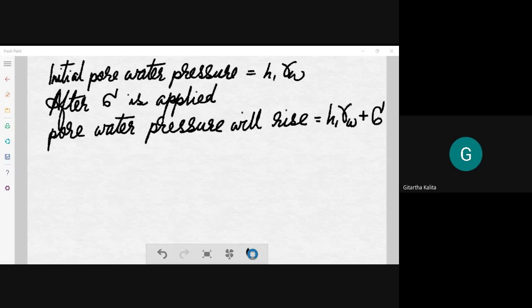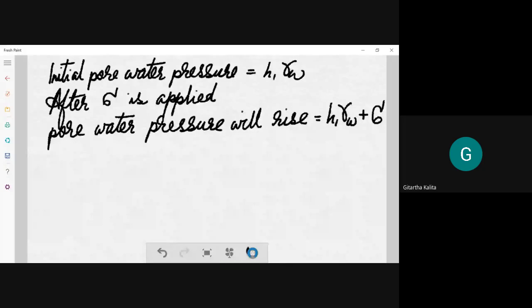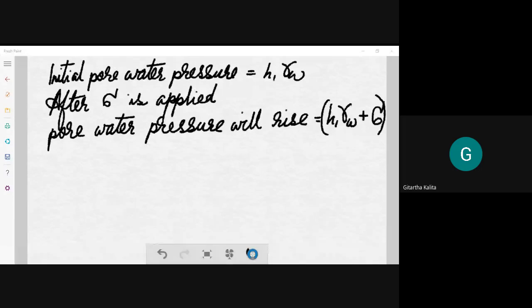Since the water is taking the whole pressure, this pressure will be added to water, because the water is telling the soil particles, wait, I am handling it. So that's why the pressure of water will become H1 into gamma water plus sigma. Are you clear till now? You can type C also, no problem.